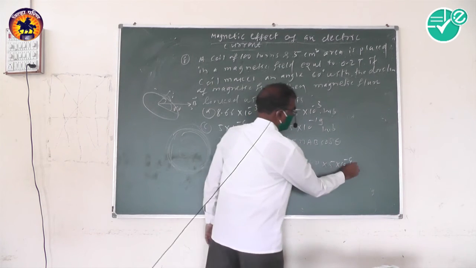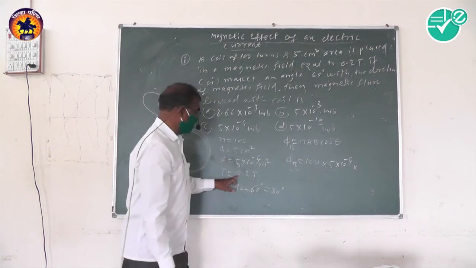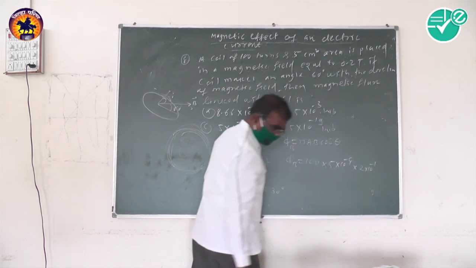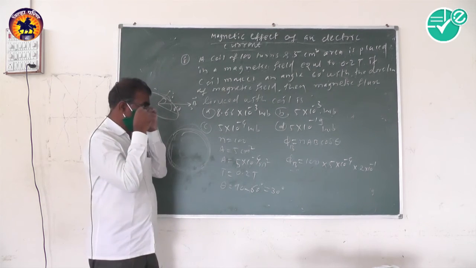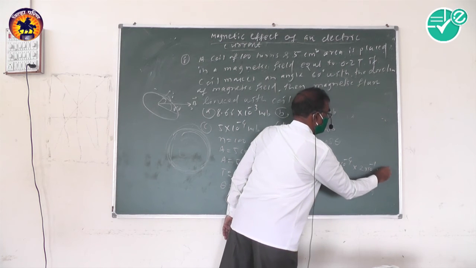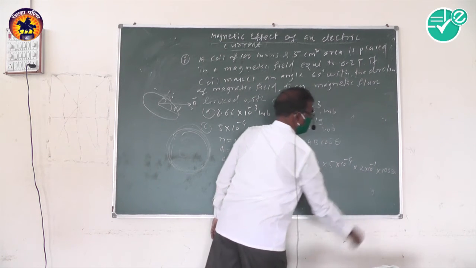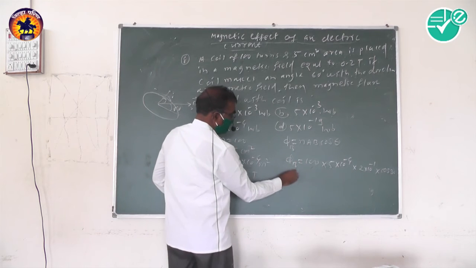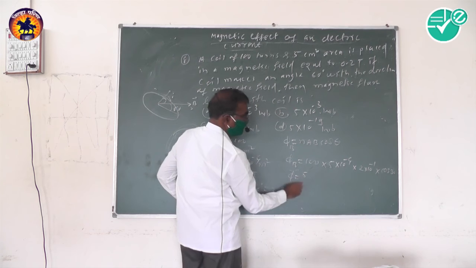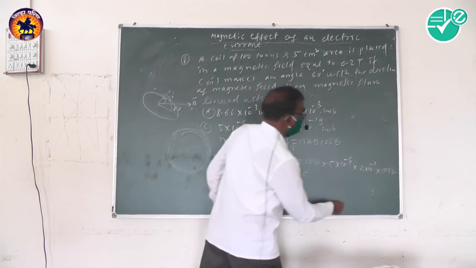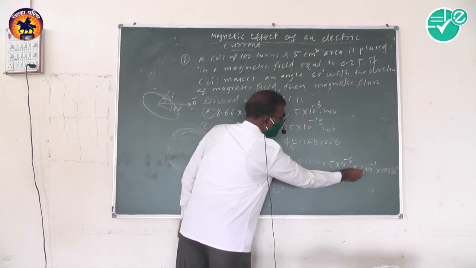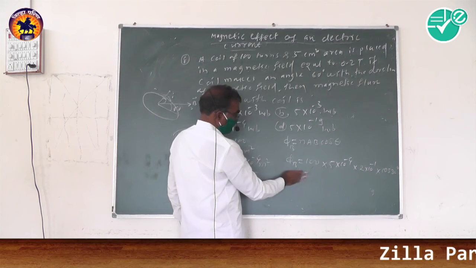And B is 0.2, which is written as 2 into 10 raised to minus 1, and theta is cos 30. That is phi B is equal to 100 into 5 into cos 30. 5 2s are 10.